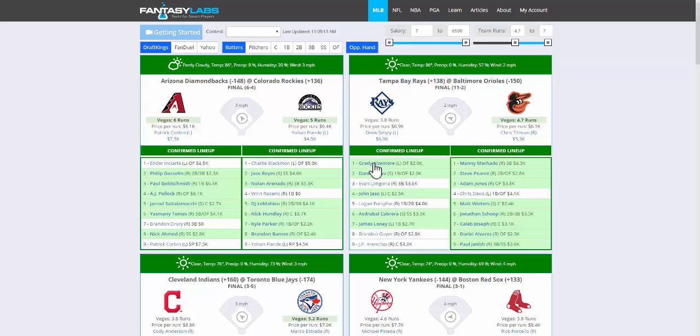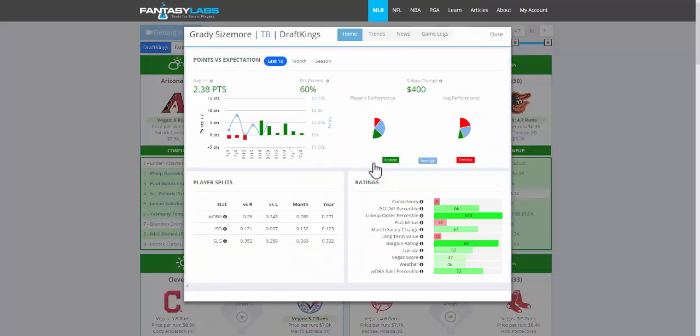You can also click on player names to get a whole bunch of data on these players, and all of this is free. So we're looking at Grady Sizemore over the last 10. This is his change in salary. This is his plus minus. So you can see he was playing very well of late here, scoring a whole bunch of points above what would be expected based on his cost. You can also see upside, which is how often a player is scoring twice his salary-based expectation, and then how many games he's scored only half or fewer of that expectation.